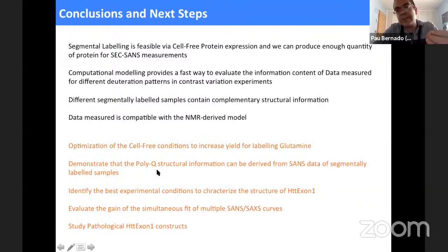We also have to demonstrate that there is information on the conformation of the polyglutamine tract in SANS data, and this has not been done yet. We know the compactness, but not this part. We have to identify the best experimental conditions to do the analysis. We have to evaluate the gain of simultaneously fitting multiple SANS curves. This has not been done yet. And we have to study pathological constructs.